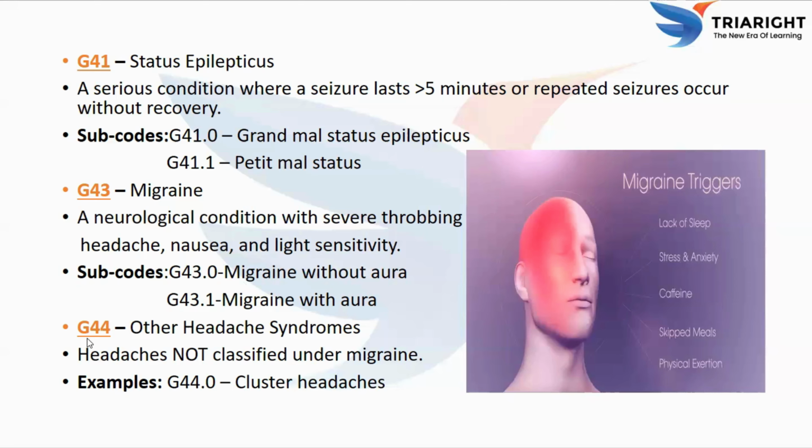So next, coming to the G44 code. The G44 code is assigned for other headache syndromes. So what does this include? Headaches that do not fit into the migraine category. So example, G44.0 code is for cluster headaches. So what do you mean by cluster headaches? It's a very severe, one-sided headache around the eye. These come in clusters, right? So they may attack over days or weeks.